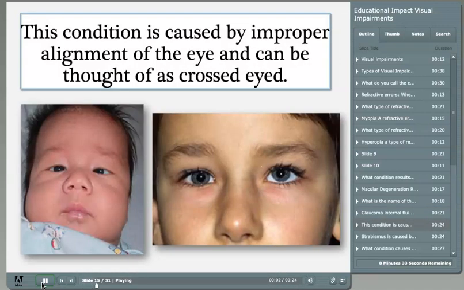This next condition refers to improper alignment of the eyes. Although offensive, this condition may be referred to as cross-eyed or having a lazy eye. However, the correct term is what?